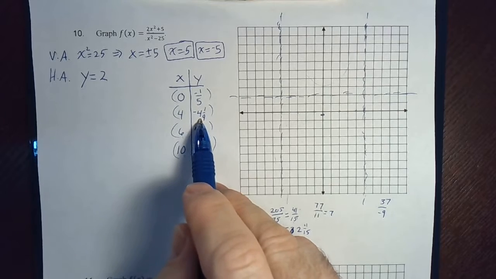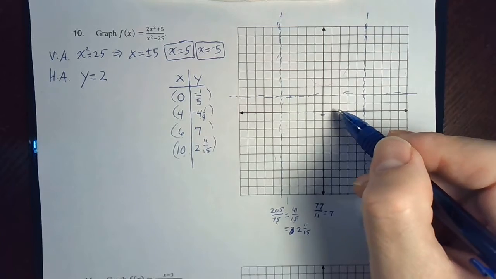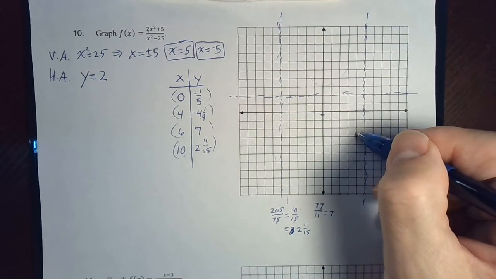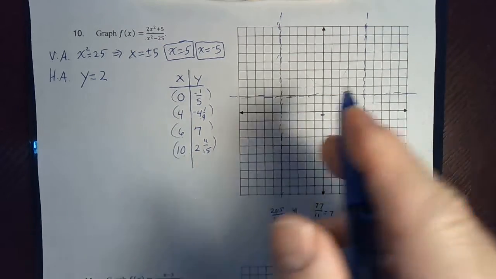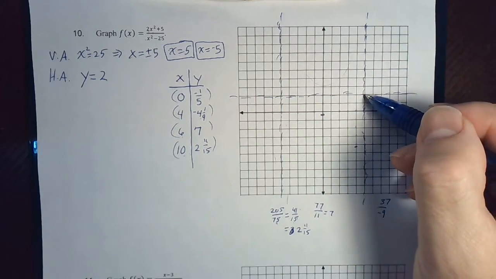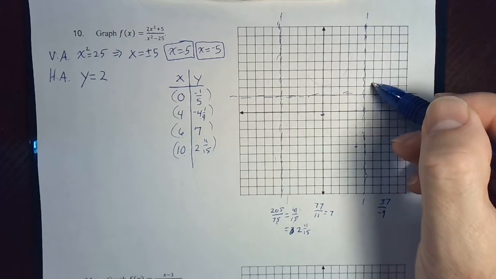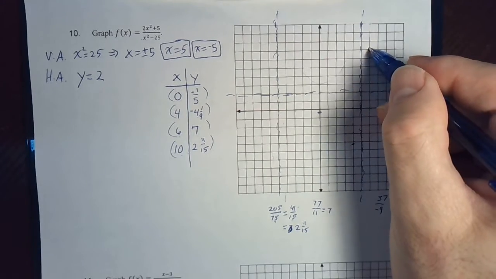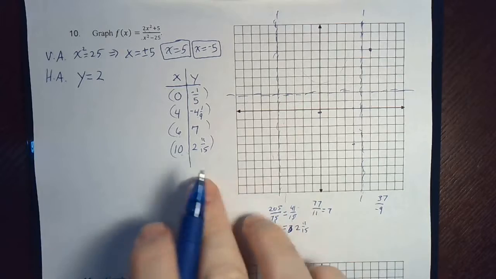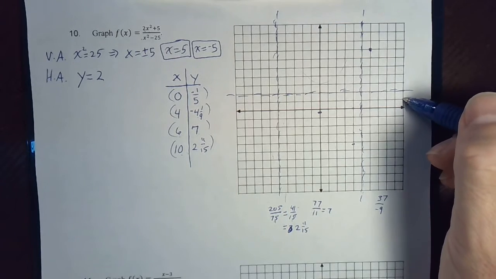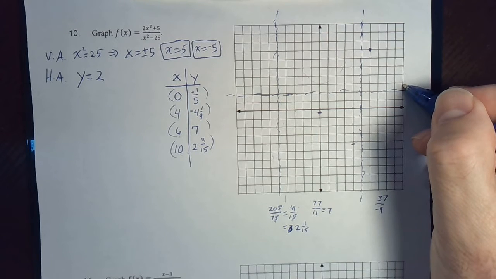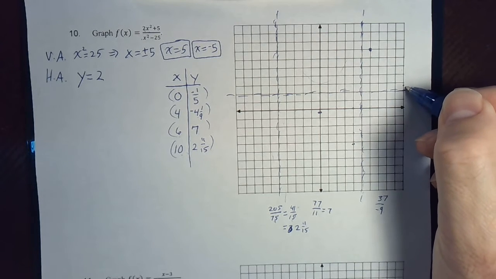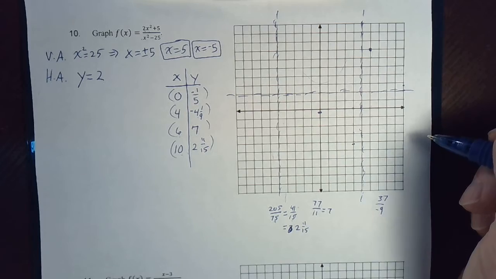4, negative 4 and 1/9. Okay, 4, 1, 2, 3, 4, just a little beyond negative 4. 6, 5, 6, it's going to go 1, 2, 3, 4, 5, 6, 7. And at 10, we get 2 and a fraction. 11/15 is pretty close to 1. So it's going to be 2 plus the 11/15.